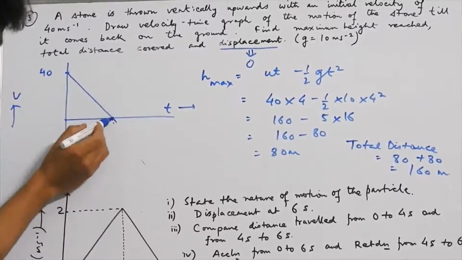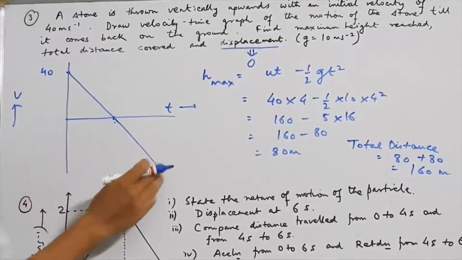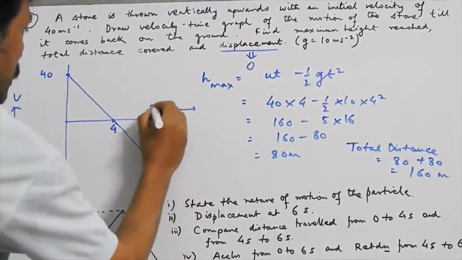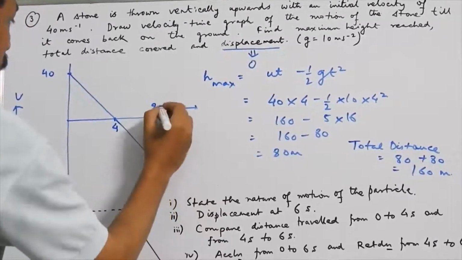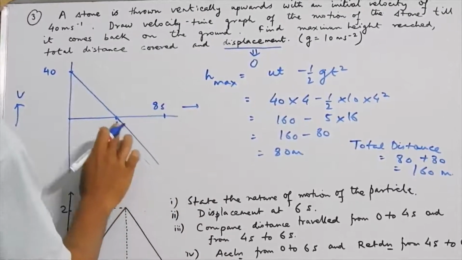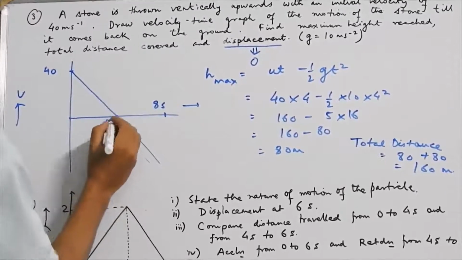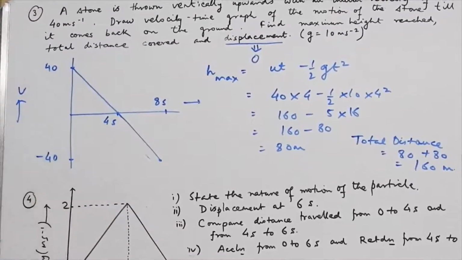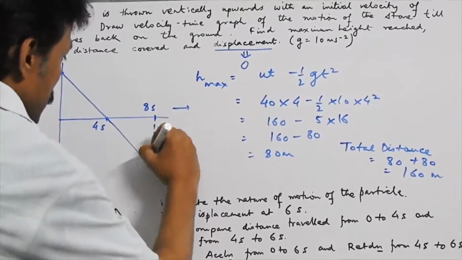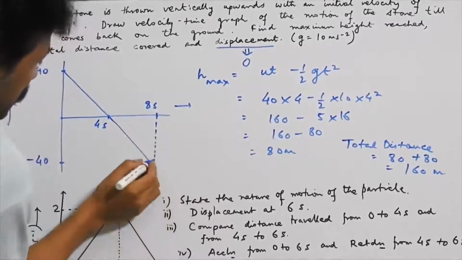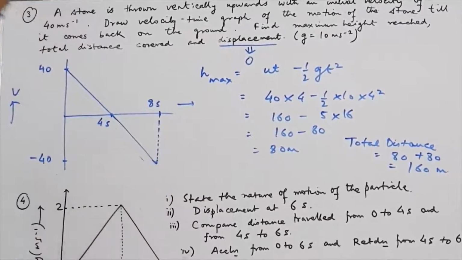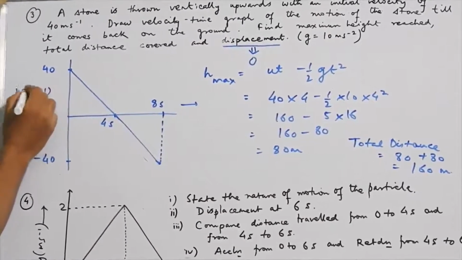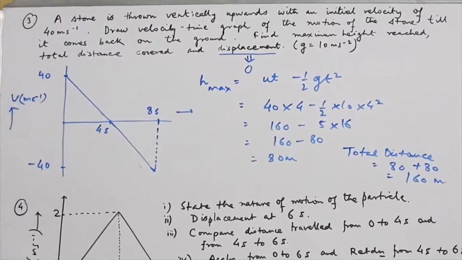So at the same time it will take to reach the hand. So after 8 seconds it will come back to the hand. This is 4 seconds, and the corresponding velocity will be minus 40 because the direction of motion has changed. This will be the velocity time graph. The velocity has been plotted. The velocity is in meter per second. So this will be the velocity time graph.